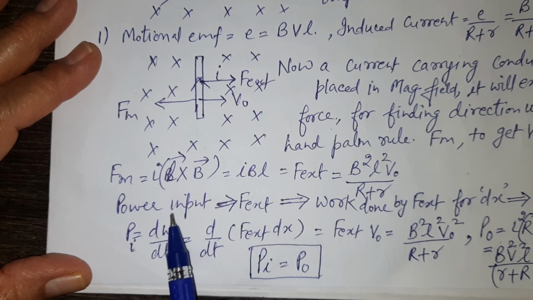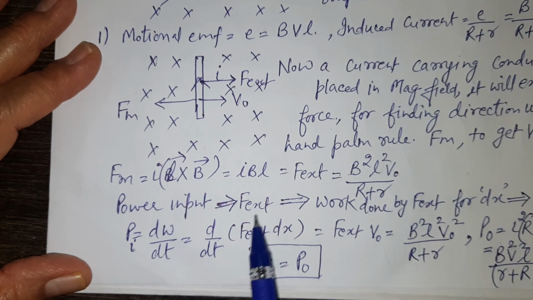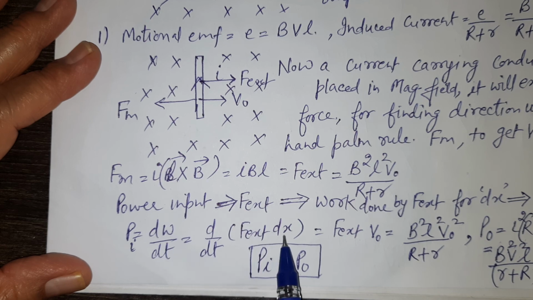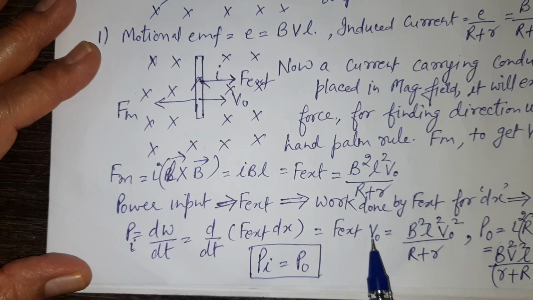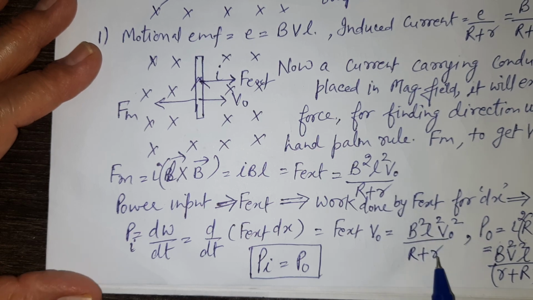So power input and power output. Power input is dW by dt. Power is the rate of doing work, d by dt of work done. Work means force into distance. Force is this one and distance is dx. So we can write force times dx upon dt, which is velocity. So we will get external force times velocity, equal to B square L square V naught square over R plus R.